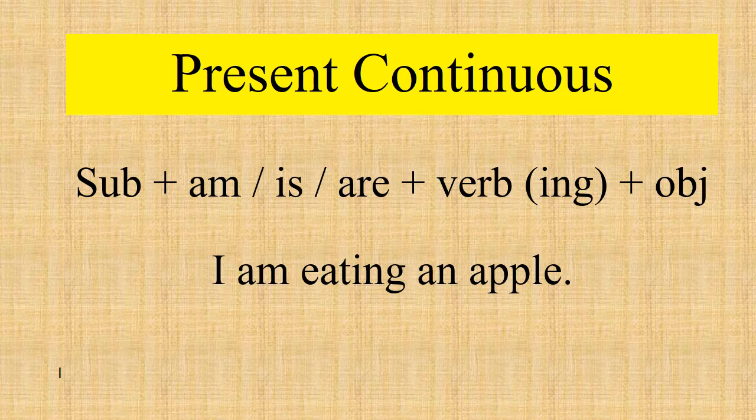I am eating an apple. Here my subject is I. With I we use am. So I am plus verb eat-ing. I am eating an apple. An apple is the object. So I am eating an apple.